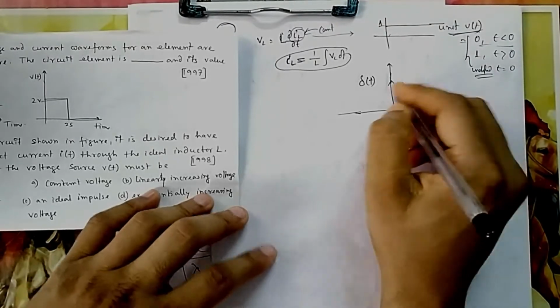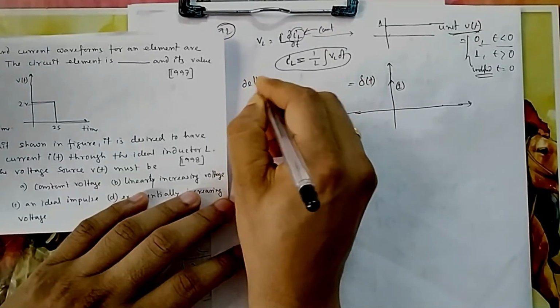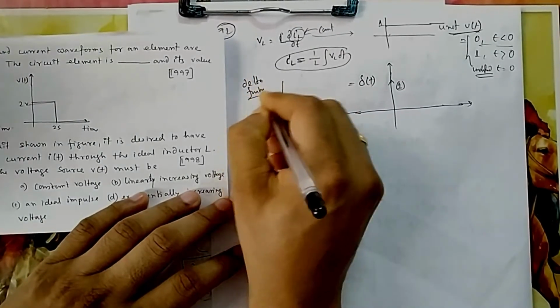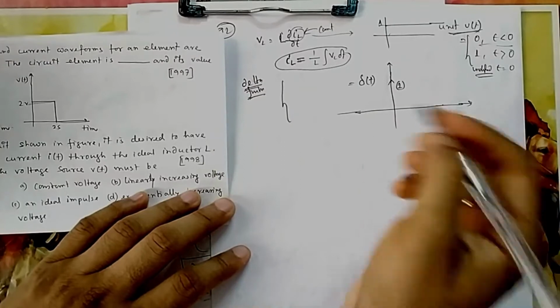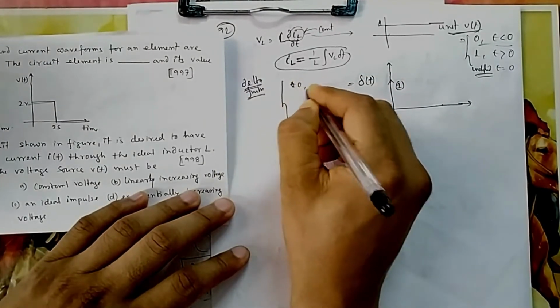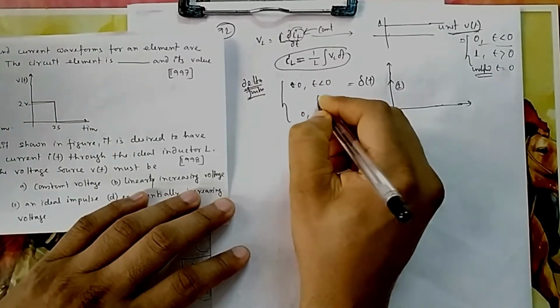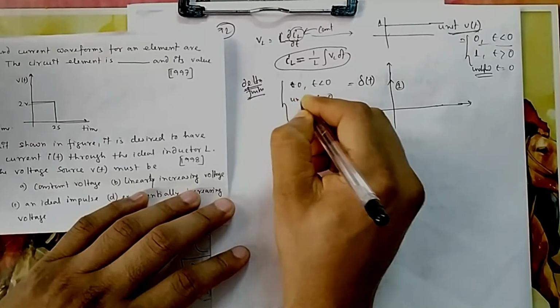What does this 1 mean? What is the mathematical expression of this? It is also known as the delta function, unit impulse, or in some books you will find it known as the delta function. What is this? At t less than 0, it is 0. At t greater than 0, it is 0. At t equal to 0, it is undefined.